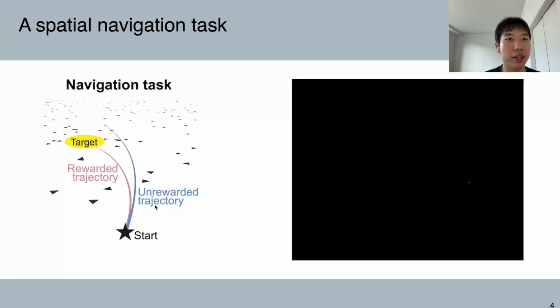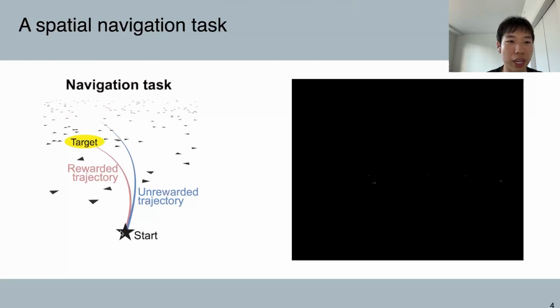Now let's take a look at the task. It's a spatial navigation task with a trial structure. In the beginning of each trial, you always start from the same location, and then there will be a target randomly appears in the field of view, then disappears. So the goal is you control your linear and angular velocities through a joystick to steer toward this target.